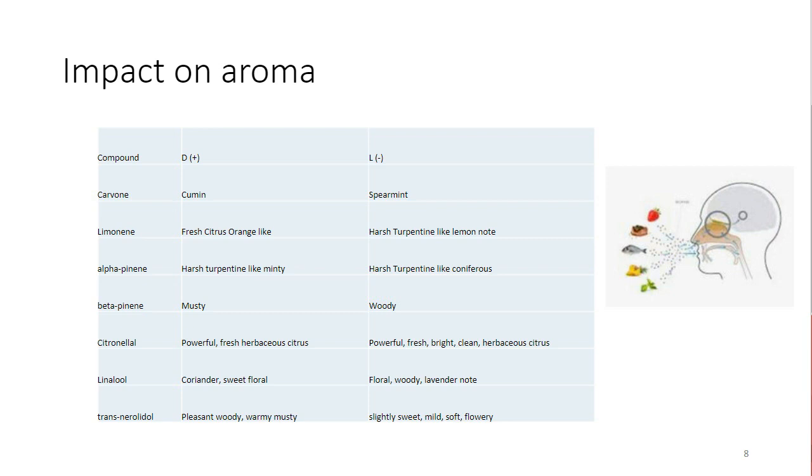Also, D-linalool, which is one of the components of coriander, smells like coriander, and L-linalool smells like lavender. So there is a huge aroma difference between the D and L pair. And you can see other aroma chemicals also, like alpha-pinene, beta-pinene, citronellol, trans-nerolidol. They smell completely different from their counterparts.